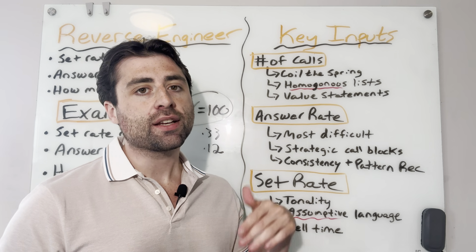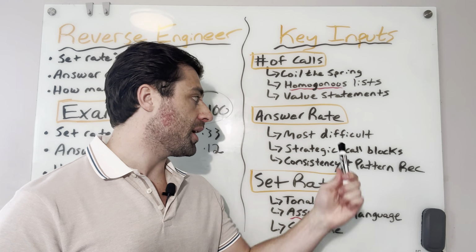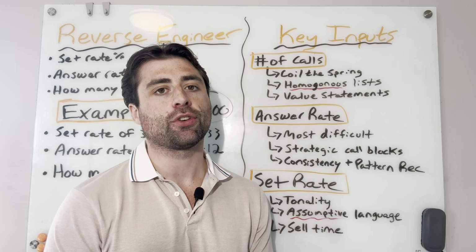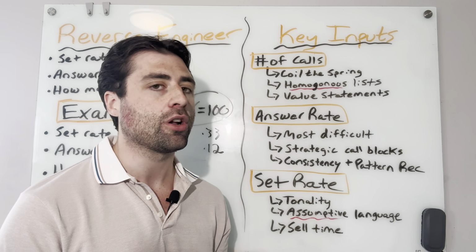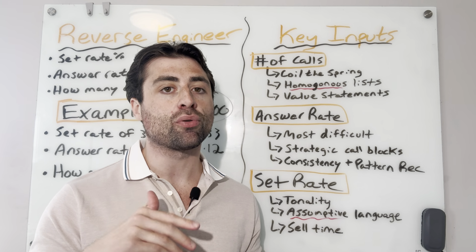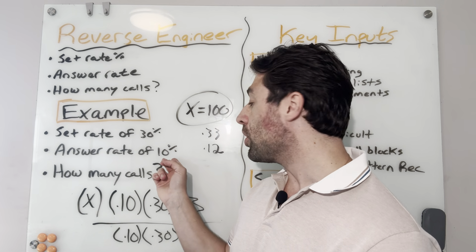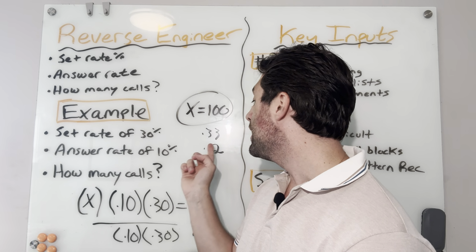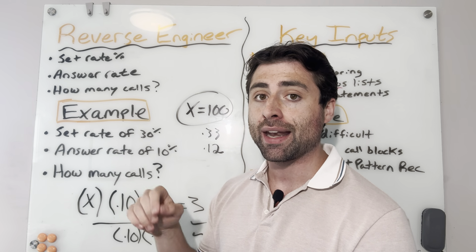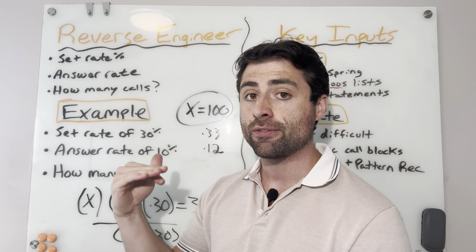high quality. The next key input is going to be the answer rate, and this is probably the most difficult to control. A lot of it is largely out of your control, whether someone answers the phone or not, but there are ways you can improve this metric. And again, you don't have to improve it by much. In this example, we just took it from a 10% answer rate to a 12% answer rate, and that helped us go from booking 3 meetings to 4 meetings a day.